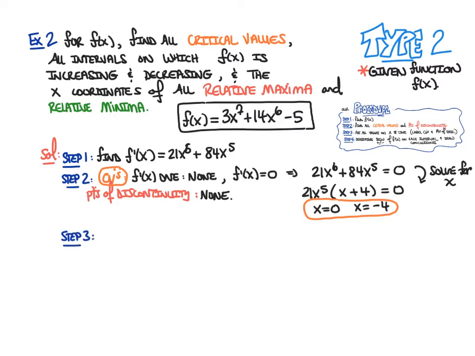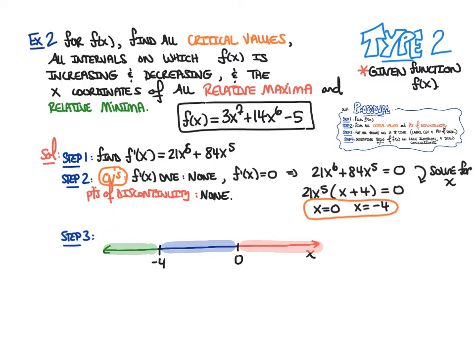Now for step 3, we have to determine if there are relative extrema at our critical values. The way that we do this is we draw a number line. So imagine this as your x-axis. I'm going to take my critical values and place them on my number line. In doing so, what you've created are 3 intervals. You've got from minus infinity to minus 4, from minus 4 to 0, and from 0 to infinity. So there's 3 intervals. On each of these intervals, the derivative will either be positive or negative, so it's either going to be increasing or decreasing.